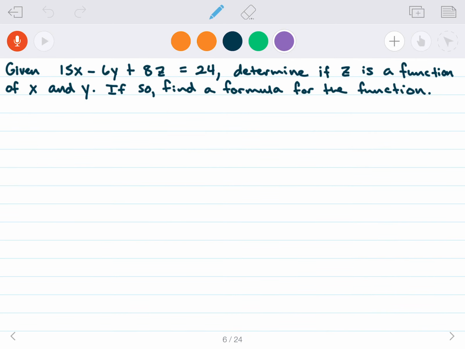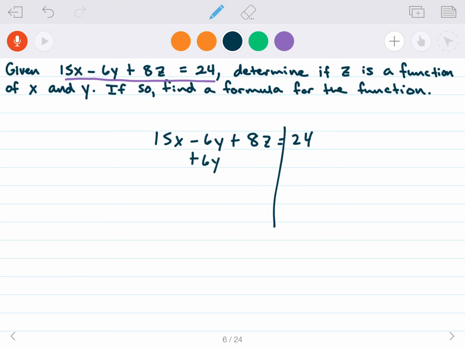If we're given this equation right here, determine if z is a function of x and y. So we have to isolate z and see whether or not we have square roots involved, basically. So let's go ahead and do that. We start with 15x minus 6y plus 8z equals 24. Let's go ahead and get z by itself by first adding 6y to both sides and then subtracting 15x from both sides. So I get 8z is equal to 24 plus 6y minus 15x.